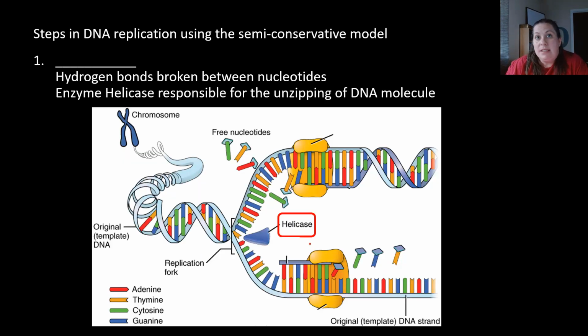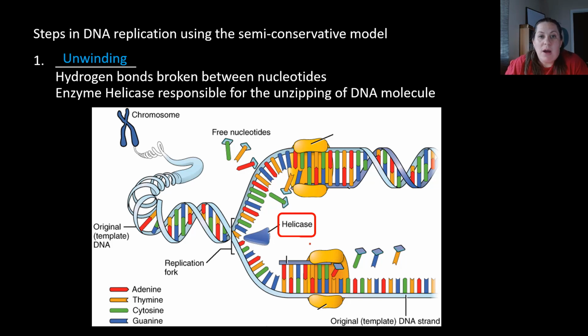So let's talk about the steps of how this works. Okay, so now as science has progressed, technology has progressed, we now know this is how it works. So steps in DNA replication using the semi-conservative model. Step 1 is we have to unwind the DNA. Remember, it is a double helix spiraling around. We need to unwind it. Okay, this way we can gain access to those nucleotides.